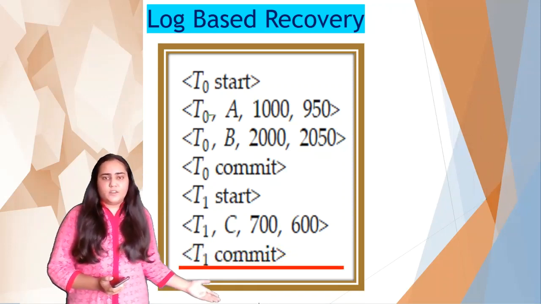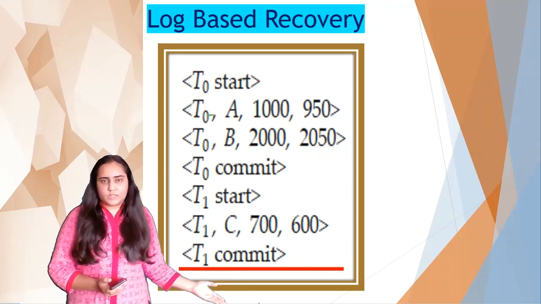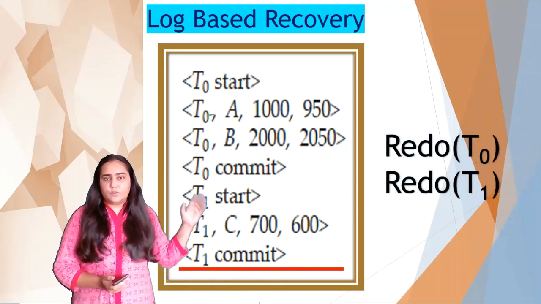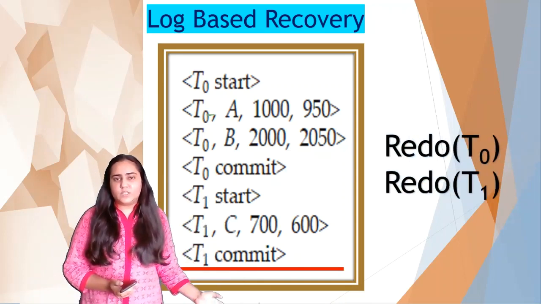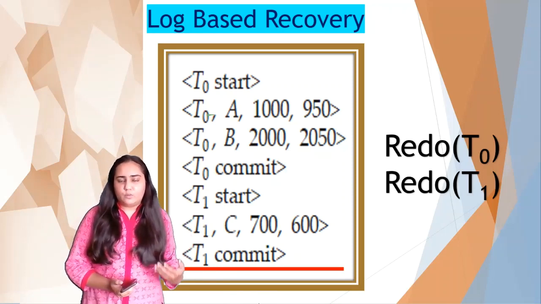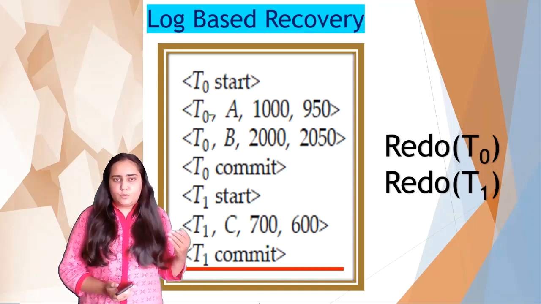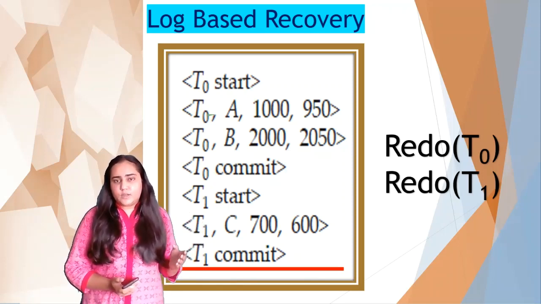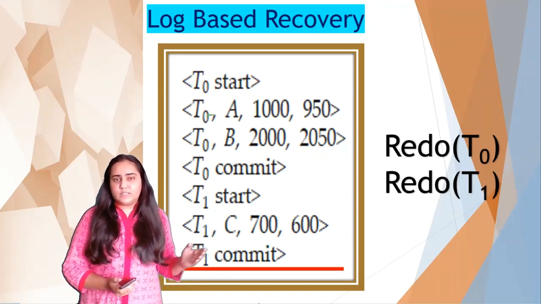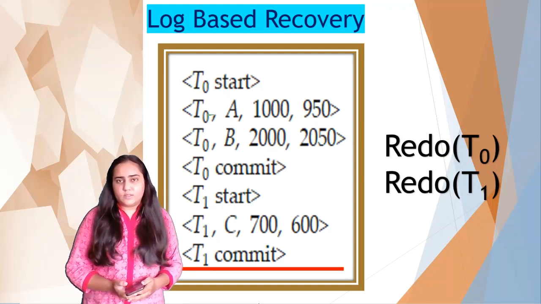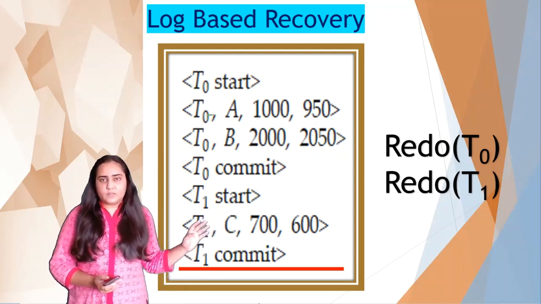Now suppose the failure occurred after the whole log was created. That means T0 and T1 both committed. Then in this case, what you need to do is redo T0 as well as T1. So both the transactions, whatever work they have done, we need to redo, which means we will make the value of A 950, the value of B 2050, the value of C 600. So this is how a log-based recovery works in a database system.